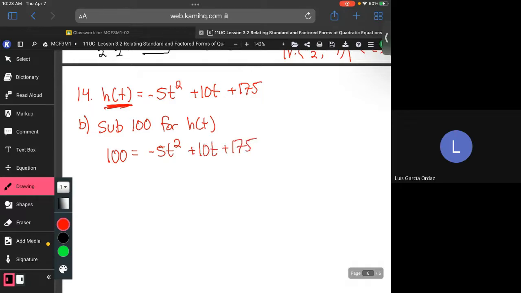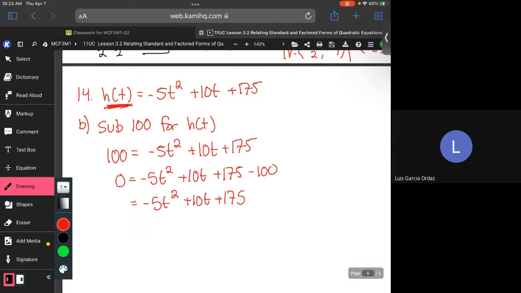So now I need to come up with a whole new trinomial. What do you think I'm going to do with that 100 on my left side? I'm going to move it over. So I get 0, because nothing is left over on the left side, is equal to negative 5t squared plus 10t plus 175 minus 100, which means I get negative 5t squared plus 10t plus 75. Okay. So now I need to figure out how to factor this trinomial.